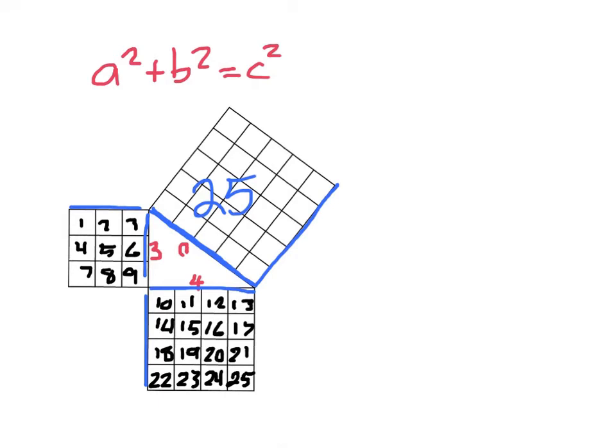So that's how the Pythagorean theorem works, and the next thing we're going to do is I'm just going to give you a couple of triangles, and I want you to try to solve for the missing sides.